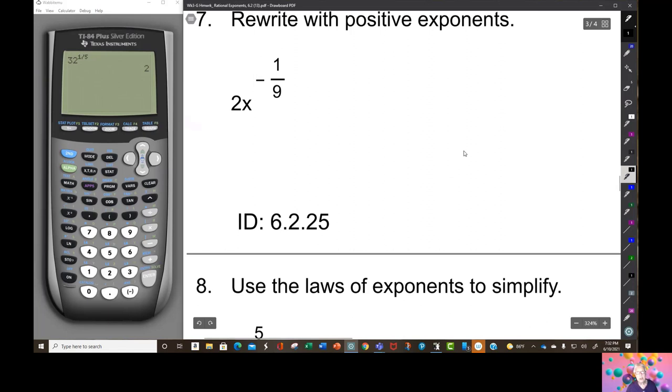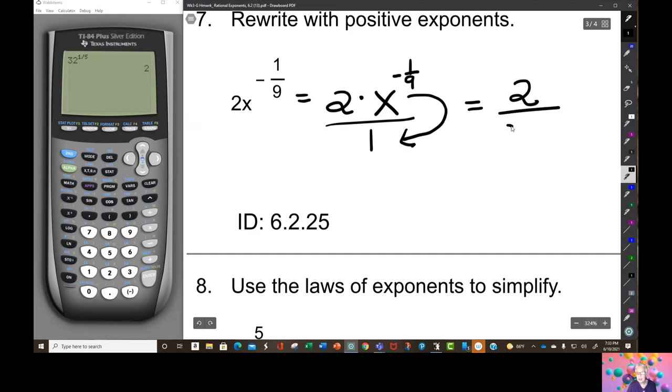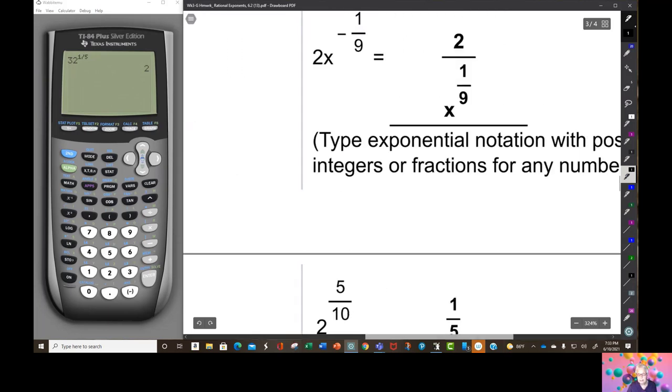Now this is tricky. You have to know what the base is. The base is X. Not 2x. If the base were 2x, there would be parentheses around it. But this is 2 times, and could be written like this, 2 times x to the negative 1/9, all of it over 1, at least mentally do that, because then you can take your x down here and you'll have 2 over x to the positive 1/9 power. Yes, and they agree.